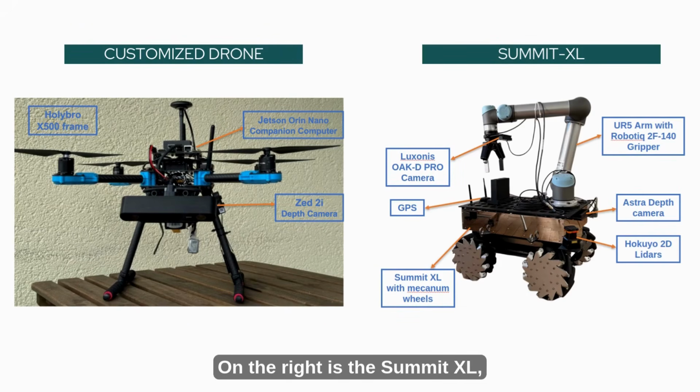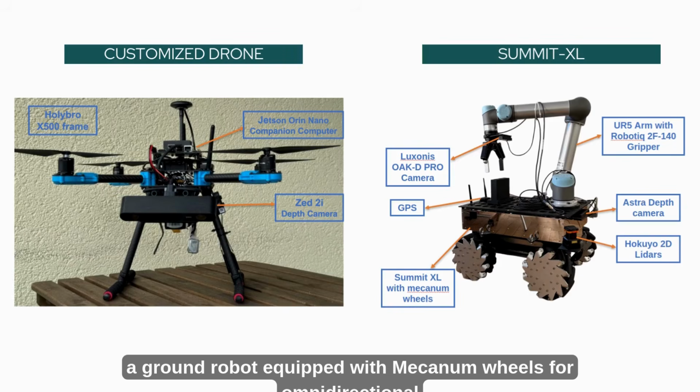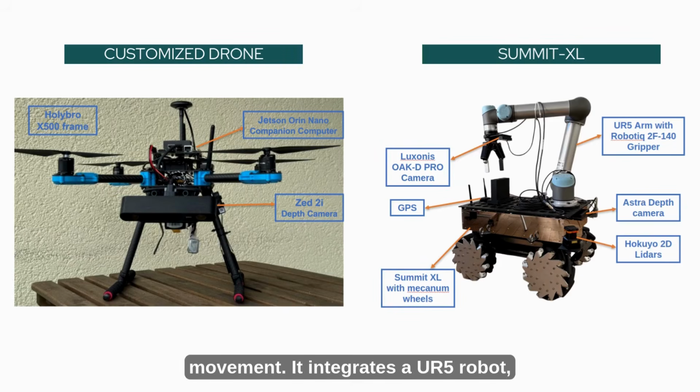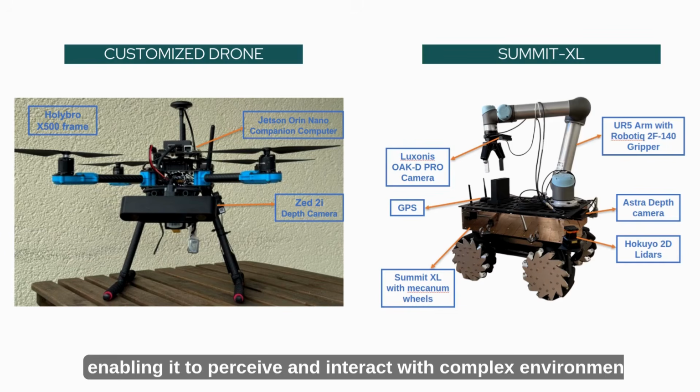On the right is the Summit XL, a ground robot equipped with Mecanum wheels for omnidirectional movement. It integrates a UR5 robotic arm with a gripper, 2 cameras, GPS module, and 2D LiDARs, enabling it to perceive and interact with complex environments.